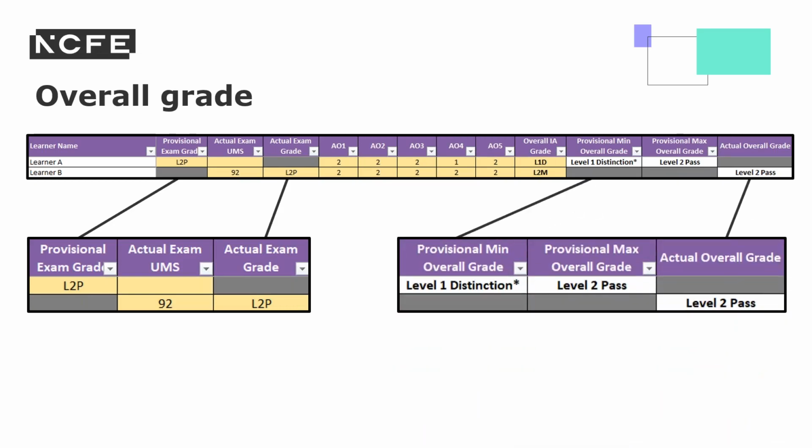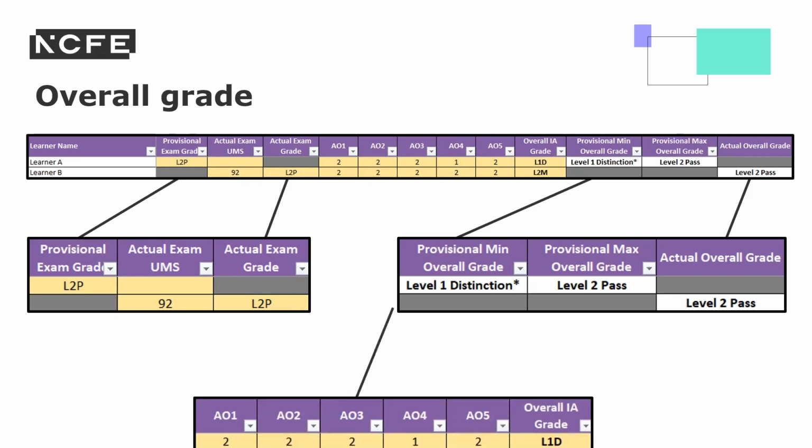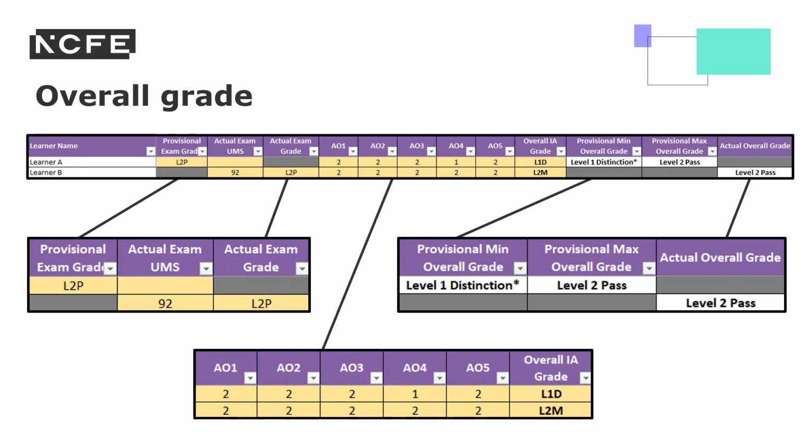If you use the provisional exam grade column, then the calculator will give you the maximum and minimum estimated grades that the learners would get. If you've used their actual assessment grade, then it will calculate their estimated actual overall grade for the level 1-2 technical award. You can also place the band achieved by each learner against each assessment objective. This will then calculate the grade achieved for the Synoptic project.